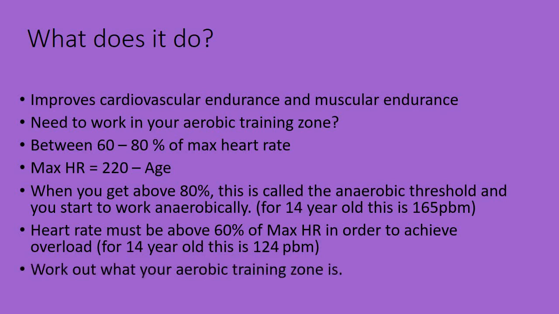So you can work out what your aerobic training zone is: 60 to 80% of your maximum heart rate. And if you have got a heart rate monitor on your watch, your smartwatch or another device, then you can track your heart rate as you're working and see if you're working aerobically, which is what continuous exercise or continuous training is designed to do.